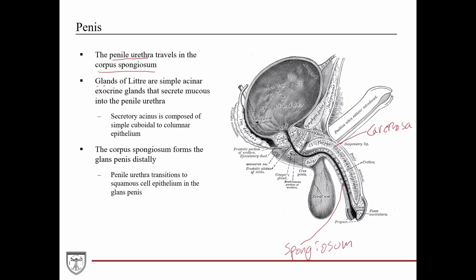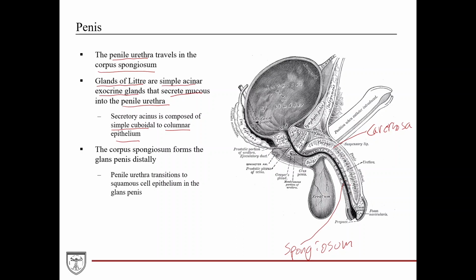And then the glands of Littré are these simple acinar exocrine glands that are found in the spongiosum that have these short ducts that secrete mucus into the penile urethra. The secretory acinus is composed of either a simple cuboidal to columnar epithelium. No exam is really going to make that distinction between cuboidal and columnar. You're just going to be asked to identify it. And so with that, you just got to know that it's a section from the corpus spongiosum or the penis.